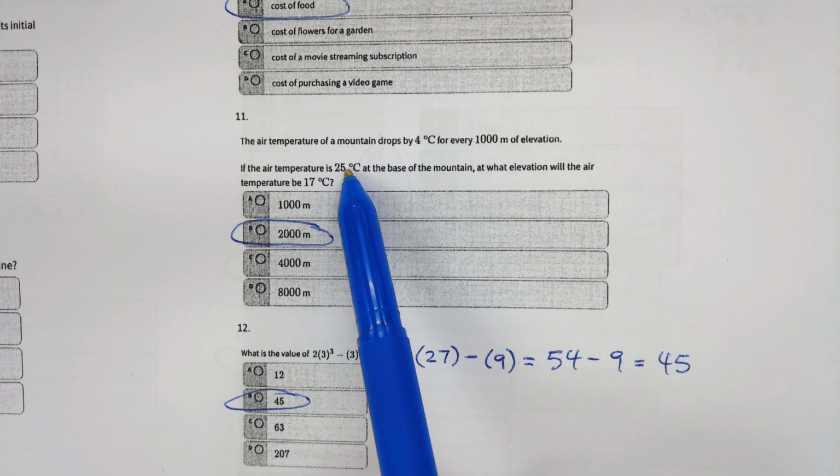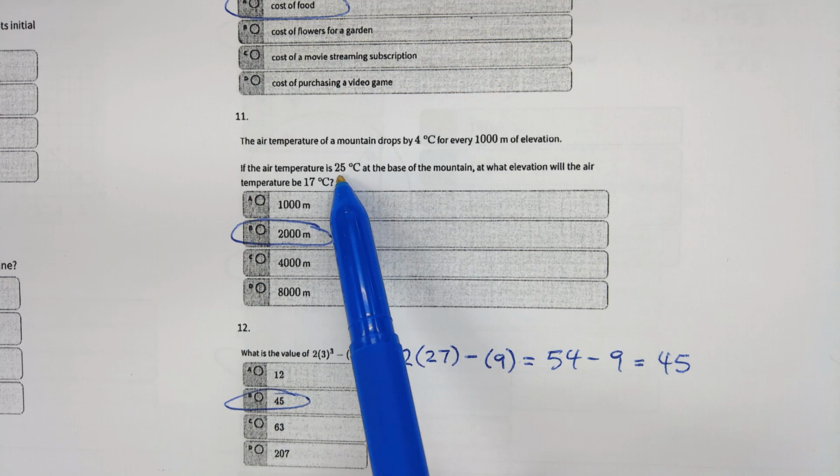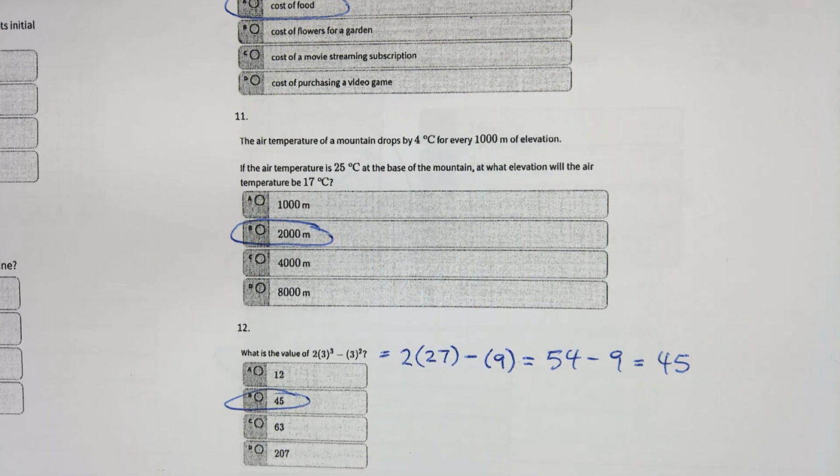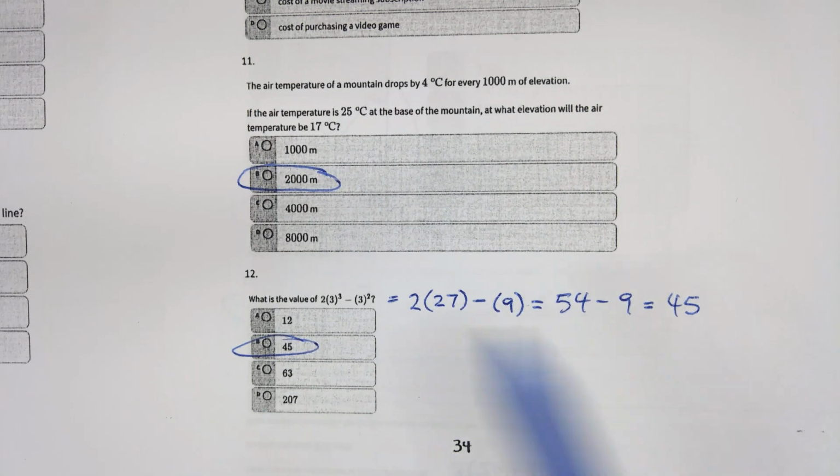Every 4 degrees is 1,000. So here from 27 to 17, it's 2 drops. So it's 2,000 meters. Okay.